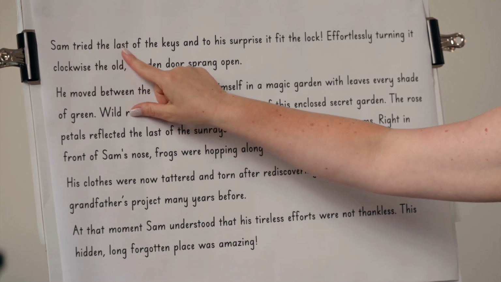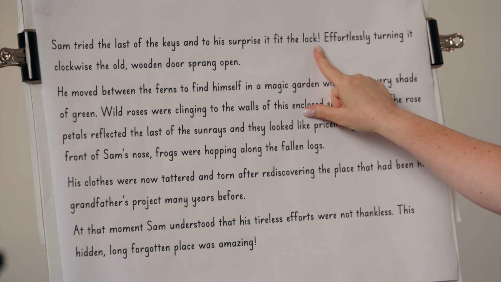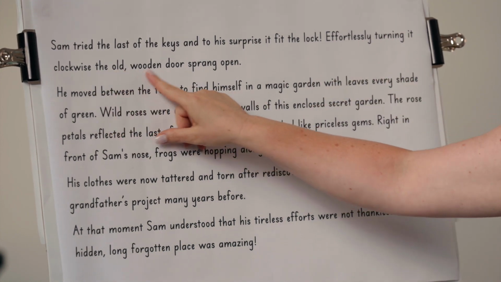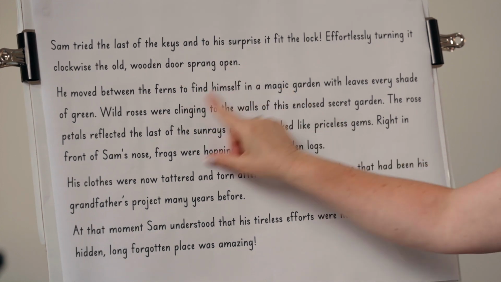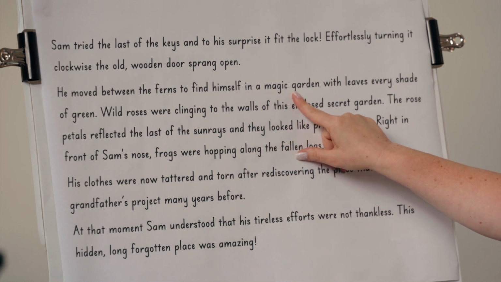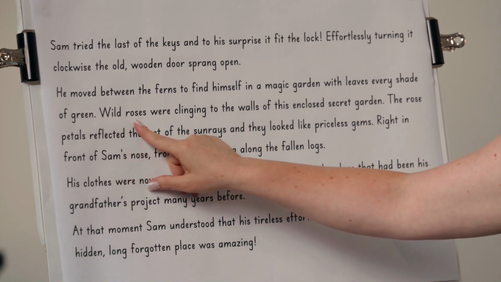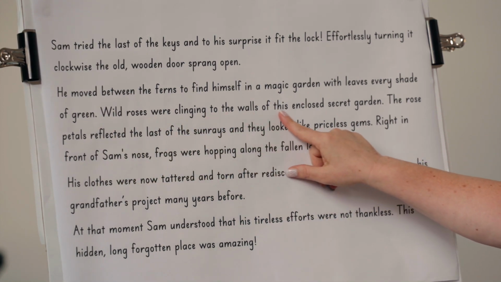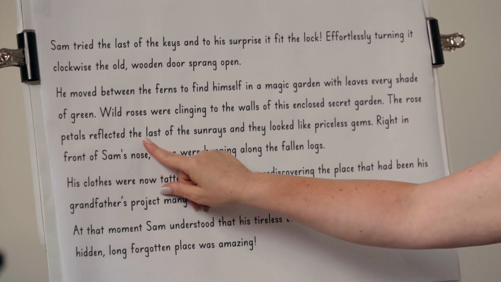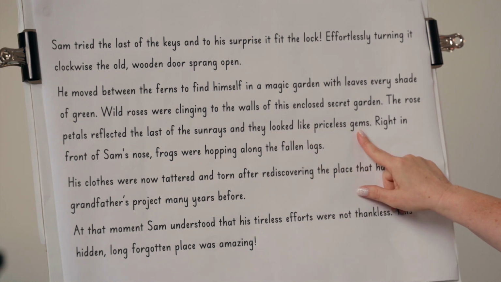Sam tried the last of the keys, and to his surprise, it fit the lock. Effortlessly turning it clockwise, the old wooden door sprang open. He moved between the ferns to find himself in a magic garden with leaves every shade of green. Wild roses were clinging to the walls of this enclosed secret garden. The rose petals reflected the last of the sun's rays, and they looked like priceless gems.